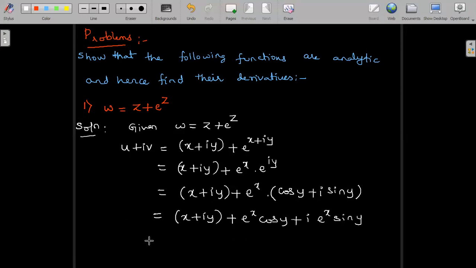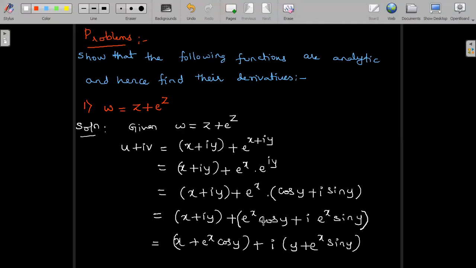So that now we can group the real and imaginary parts together. Here I'll just write down a bracket. The real terms are x plus e power x cos y, and the imaginary term here is i into y plus e power x sin y. So we just have separated the real and imaginary parts.